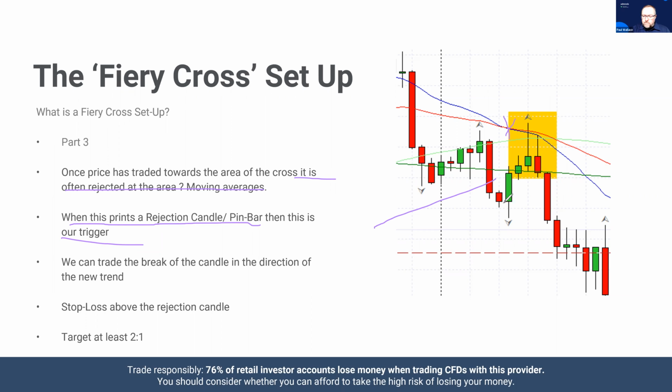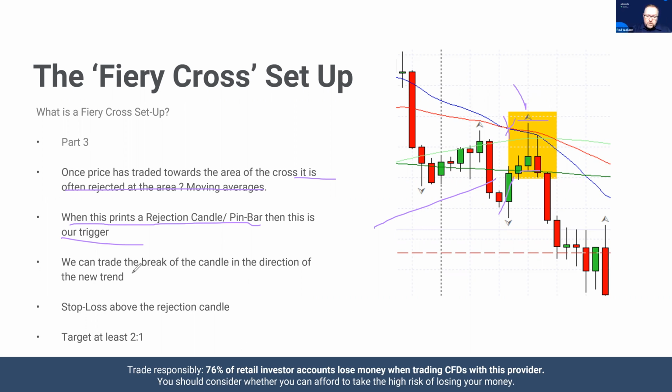The averages have crossed, price has traded up, then what happens when it gets there? It gets rejected, and it prints a very nice, very clean pin bar. That's our trigger. The trade is on, ladies and gentlemen. Moving averages cross, price trades into the area, prints a rejection candle. There you go. Simple. It's subjective because it only works if all those 3 things happen. If it doesn't, there is no trade.